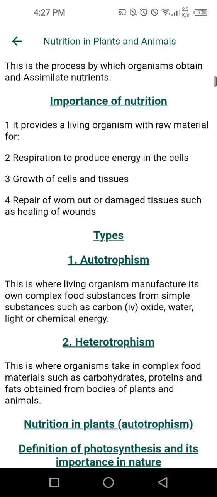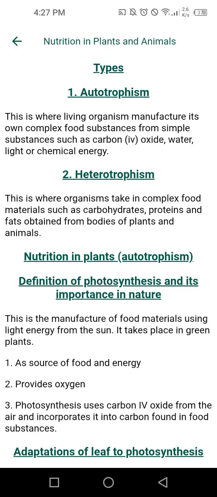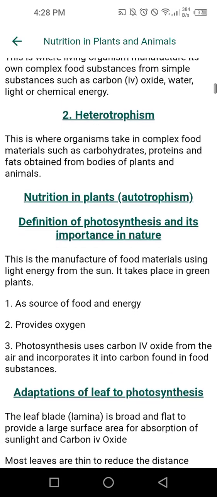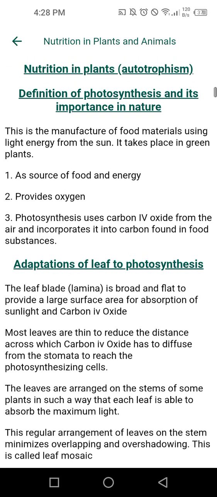Types. 1. Autotrophism. This is where a living organism manufactures its own complex food substances from simple substances such as carbon IV oxide, water, light, or chemical energy. 2. Heterotrophism. This is where organisms take in complex food materials such as carbohydrates, proteins and fats obtained from bodies of plants and animals.